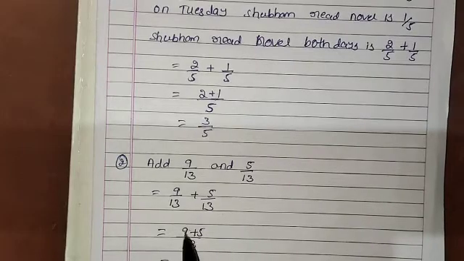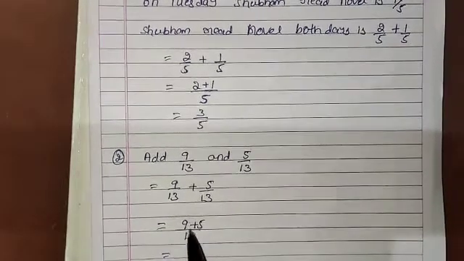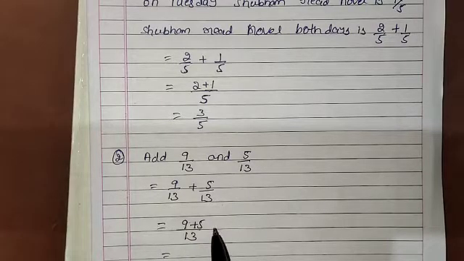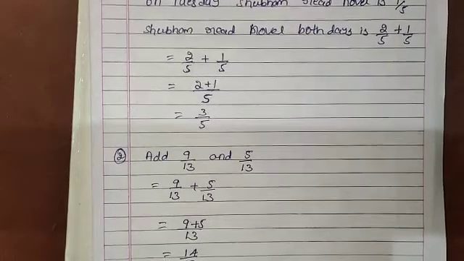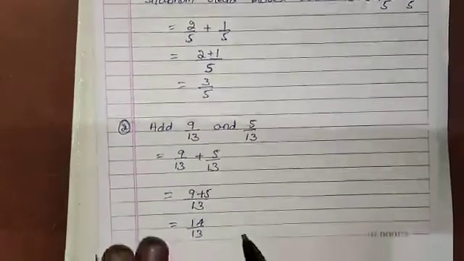Now we have to add the numerators, that is 9 plus 5. When we add 9 plus 5 we get 14. So 14 by 13 is the final answer.